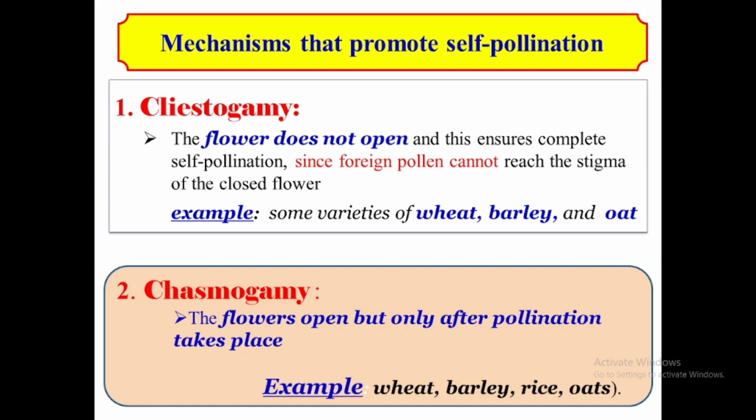4. Chasmogamy. Opening of flowers only after the completion of pollination is known as chasmogamy. This also promotes self-pollination and is found in crops like wheat, barley, rice, and oats.